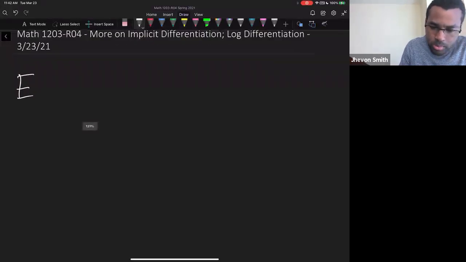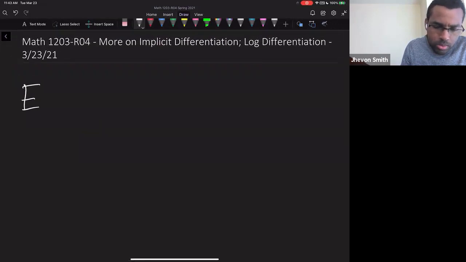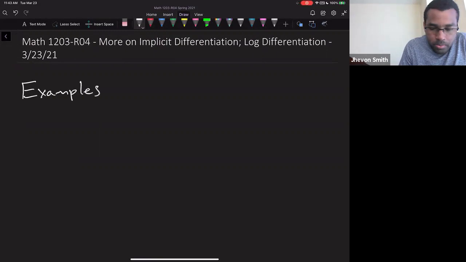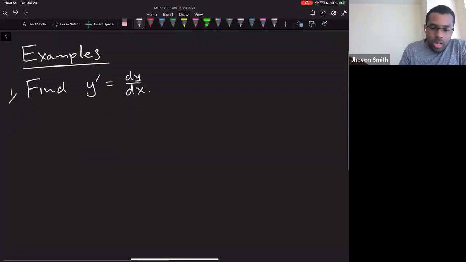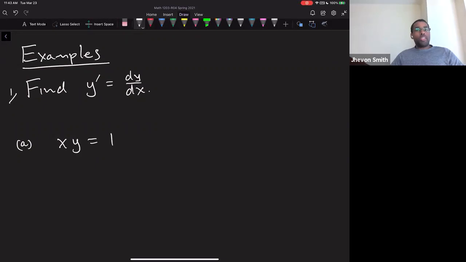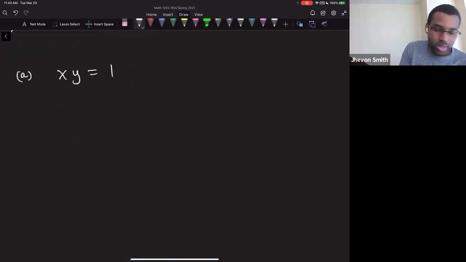Examples. And in all these, we're going to find y prime equals dy dx. Okay, so that's the goal. Here is the first problem. If I told you that xy equals 1 and asked you to find y prime, how would you actually go about doing this? Now, there's of course one way to do this.